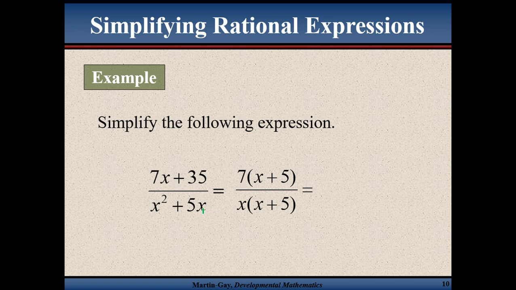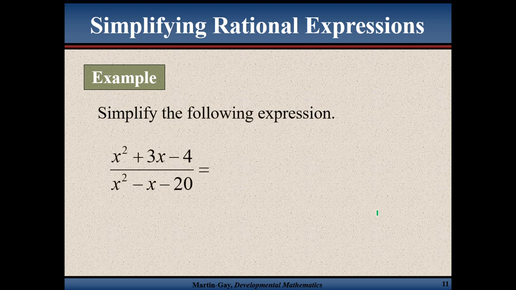Alam na natin na ito, ang factor niya is x kasi may x dito, yung common sa numerator at denominator. Ito yung common sa kanya, yung x. And this one is 7, di ba? So makakancel na yan, so magiging 7 over x. Dali lang.